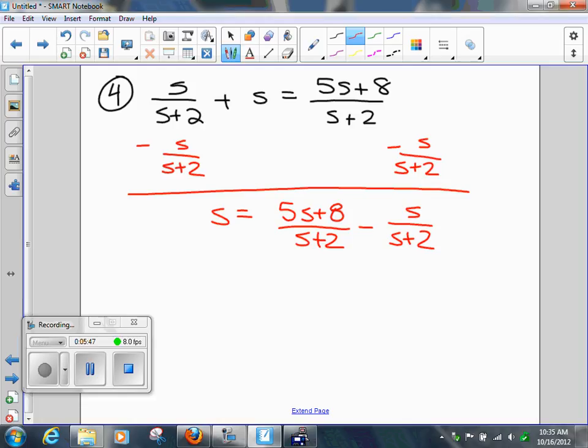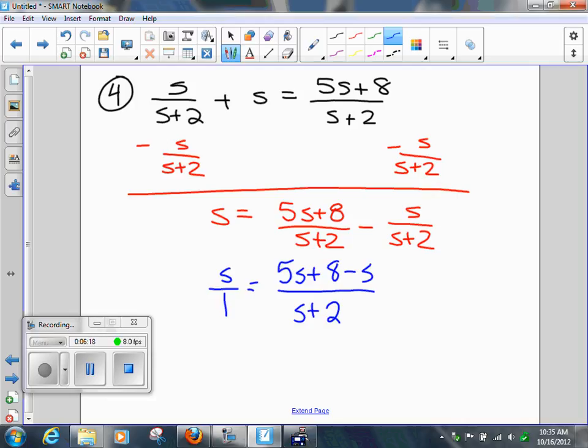I didn't solve it like it's on my paper. Not until I saw it this morning. Somebody else saw it this way. What can I do with the plain old s? Over 1. Put it over 1. Because I can write any number over 1 and it won't change its value, right? And now, 5s plus 8 minus s over 1 denominator of s plus 2. Right on? Simple so far?